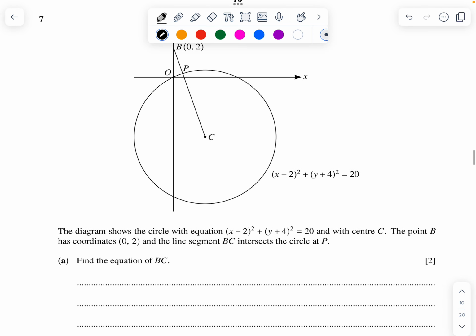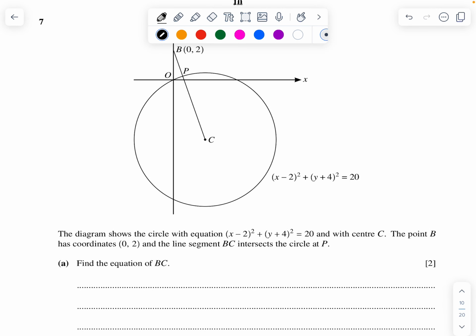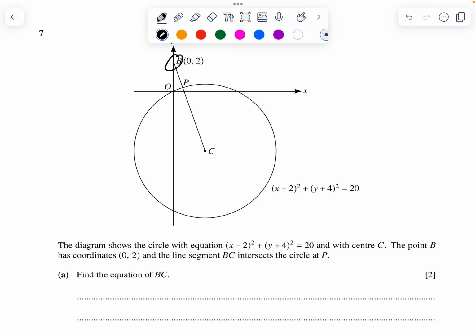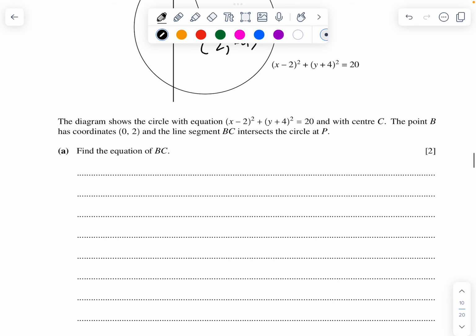Question number 7. The diagram shows a circle with an equation and a center C. Point B has the coordinates 0, 2 and the line segment BC intersects the circle at P. Find the equation of BC. So the y-intercept is going to be 2 and the center is going to be 2, negative 4. So I am going to find it out.